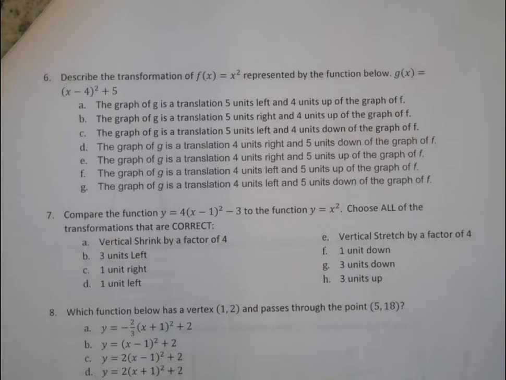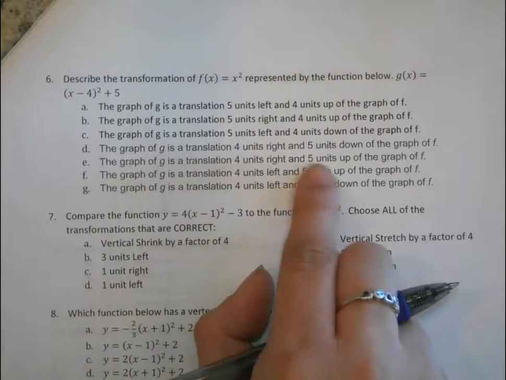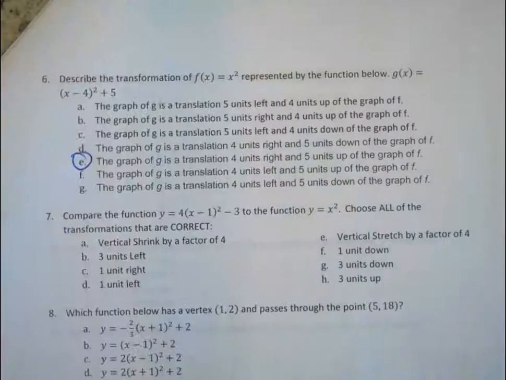So going back, I'm looking for 4 units right, 5 units up. 4 units right, 5 units down, no? 4 units right, 5 units up. So it's my choice.